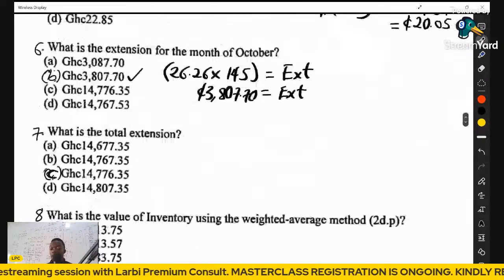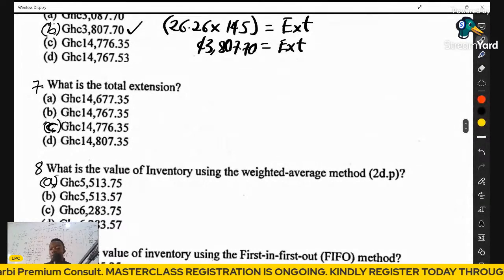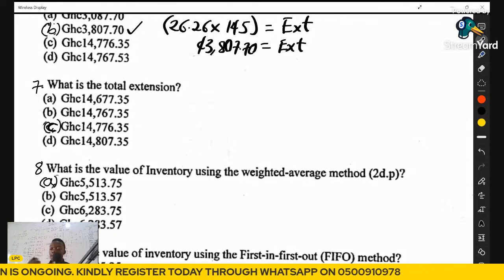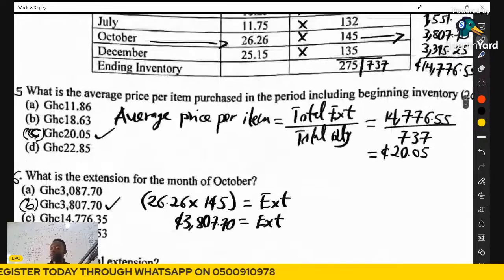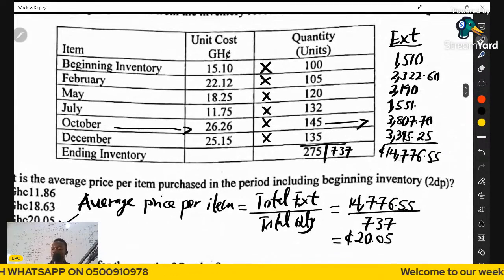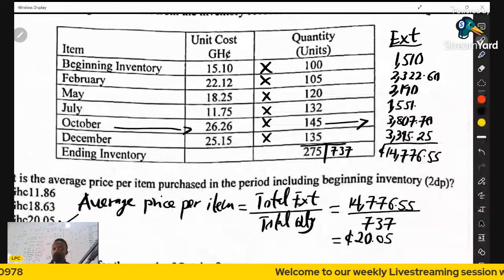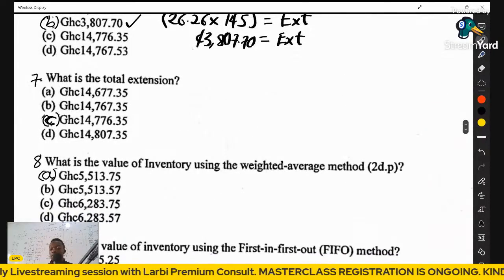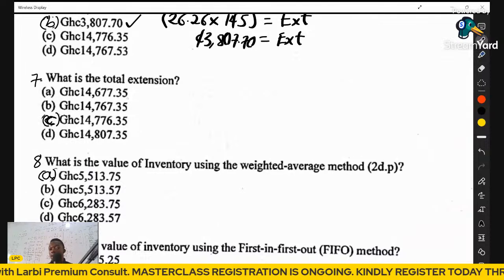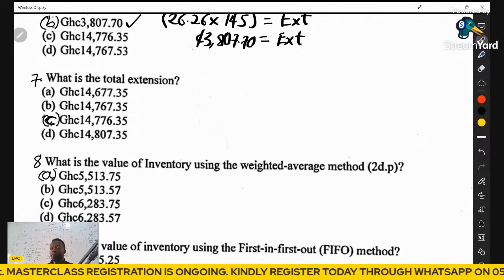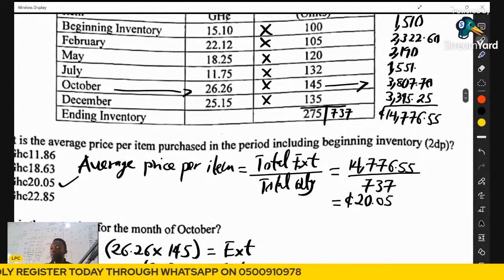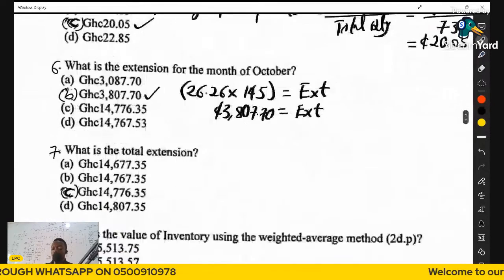Then question number 7 is asking, what is the total extension? So you see the benefits of always computing the individual extension, the total extension, and even other issues in that line. So the total extension that we had was 14,776.55. So that should be which of the options? So you see here the ending decimal values are 35, right? Since it is not what we had here as 14,776.55, we're likely to create an option E.